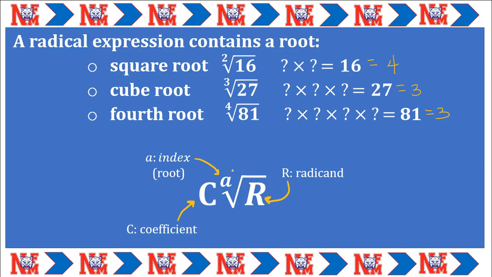Now let's look at the parts of a radical. We have your coefficient that's just multiplied on the outside. We have our index, which tells us how many times the number was multiplied by itself to get the radicand. And then the radicand is the number or expression underneath the radical. Now this symbol is the radical. And we can call this entire expression a radical expression.